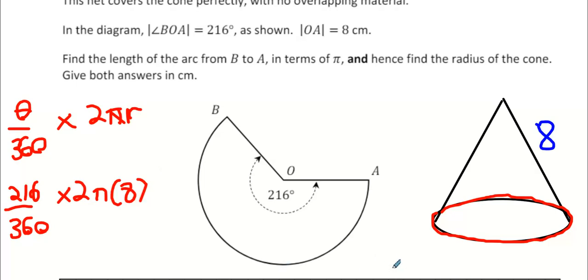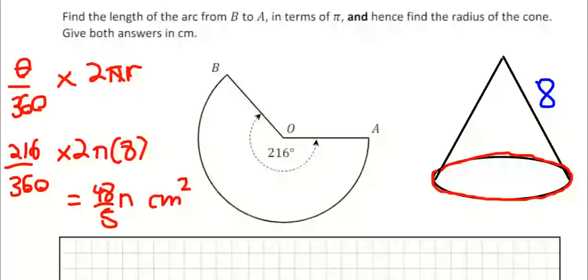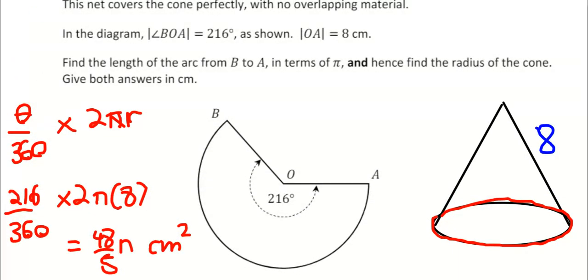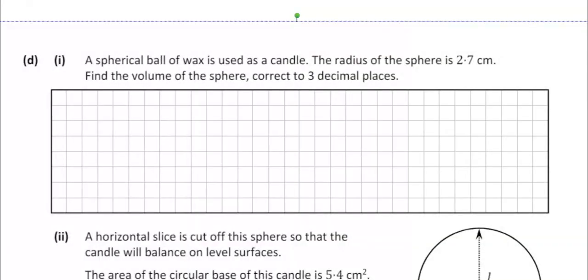Anybody got an answer for that one? Anybody got an answer for it? 48 over 5 pi. Anybody confirm that? Grand. All right. Now, to be fair, it is CM, so he's usually good. Now, is this the next one? Is there part 2 to that?